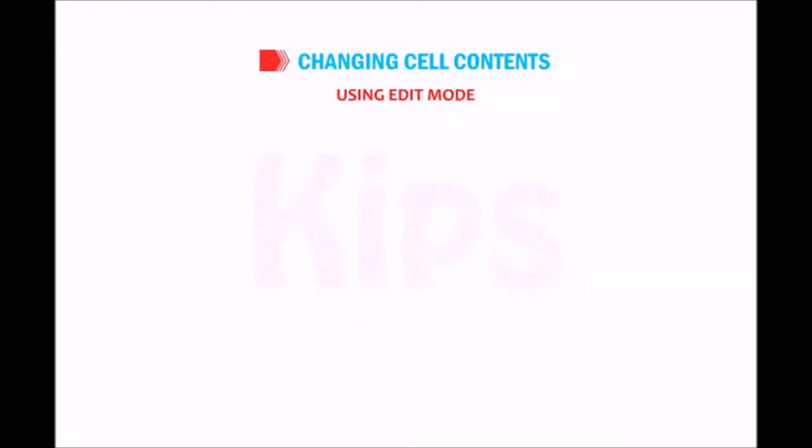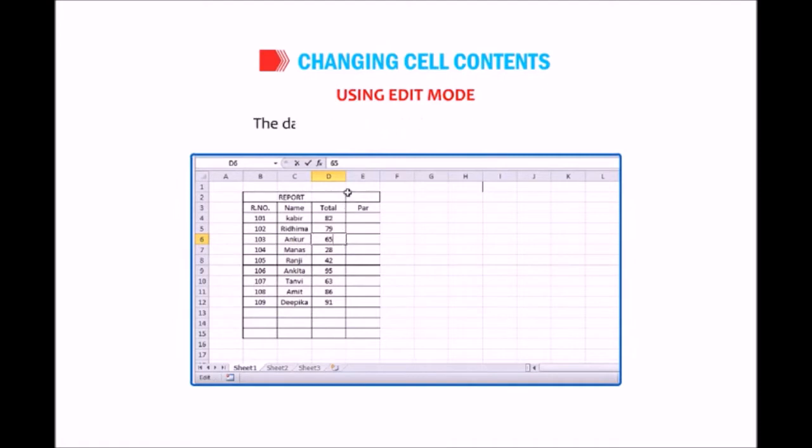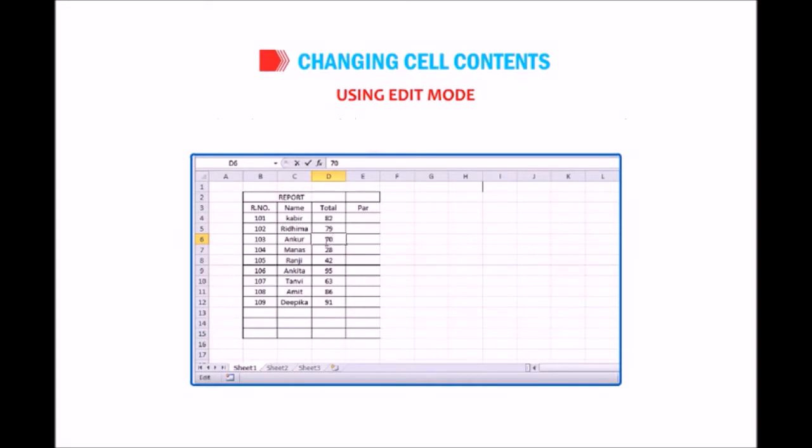Using Edit mode. Select the cell D6. Double-click inside the cell. The data is also displayed in the formula bar. The insertion point will blink within the cell. Note that the Edit mode is indicated on the left side of the status bar. Position the pointer at the desired place and change the contents. Press the Enter key. The changes will be entered in the current cell. Notice the Edit mode indicator changing to the Ready mode.